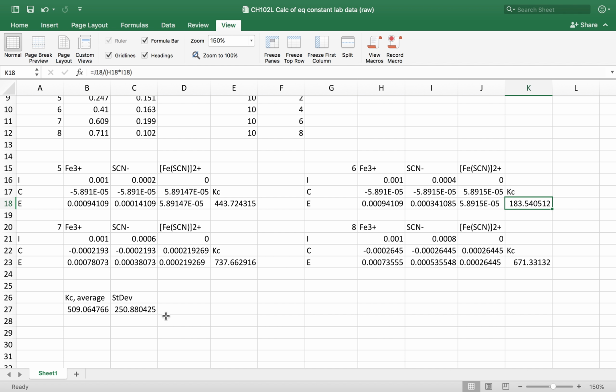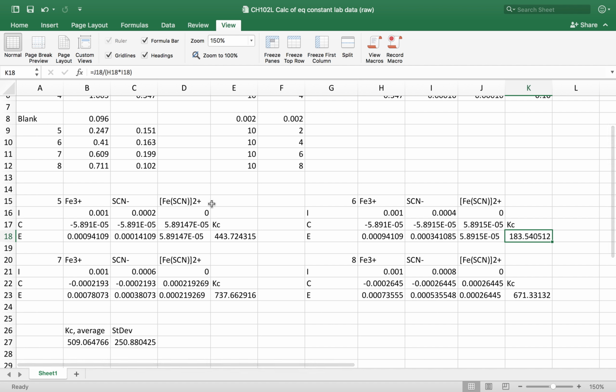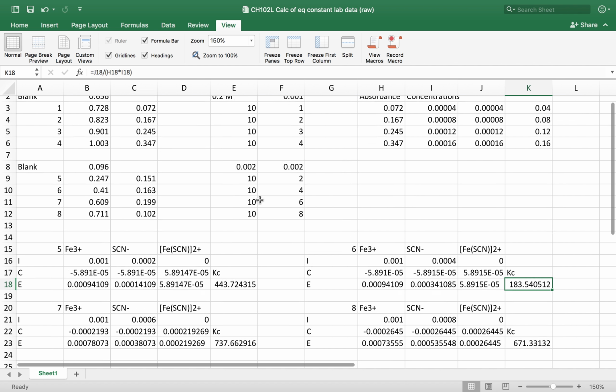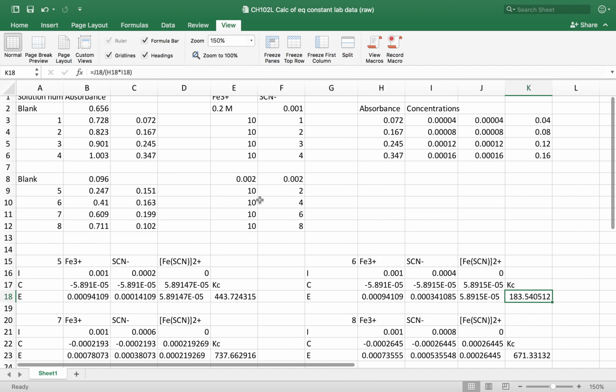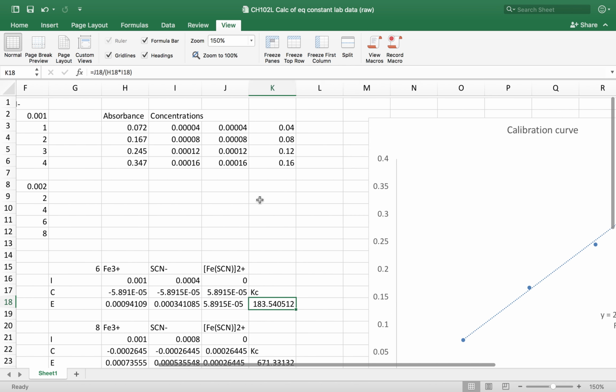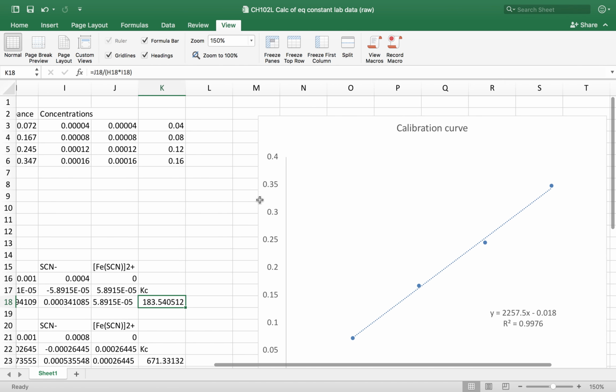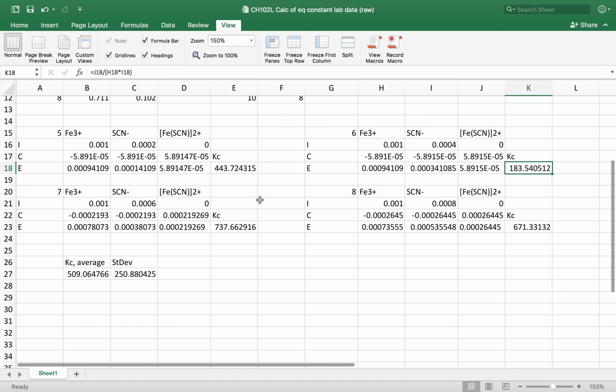So this is basically what I want you to do. I want you to work through this, build some ICE tables like this on your own, and make a calibration curve like this. And I effectively just want you to email me your data file. You don't need to print this and bring it to me. I want you to email it to me so that I can look at your numbers and make sure that you're setting things up.